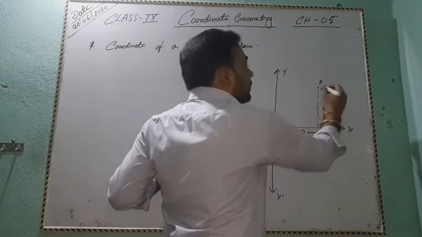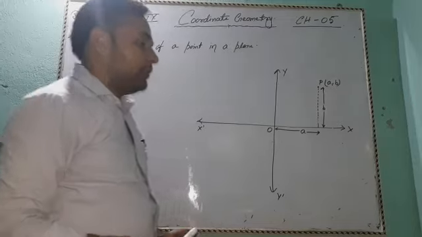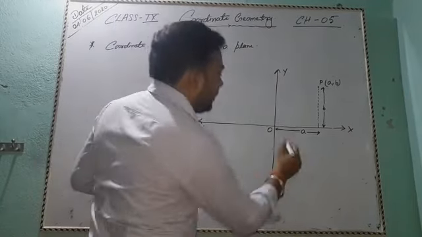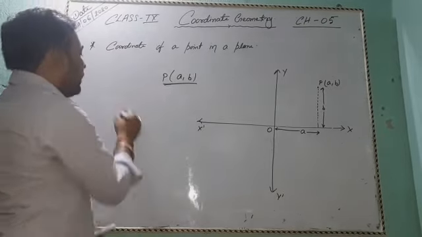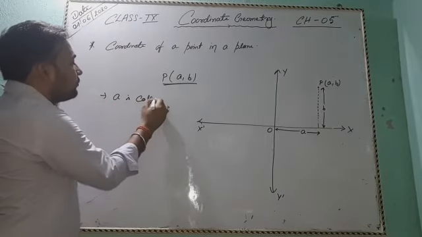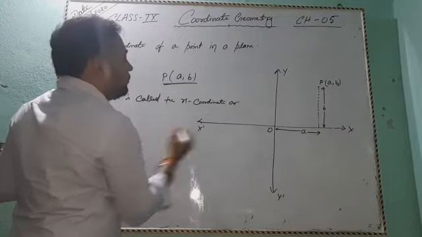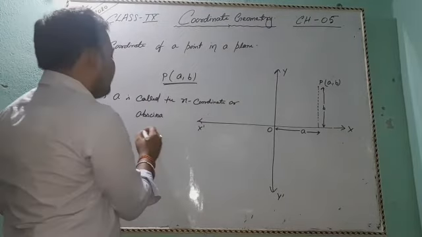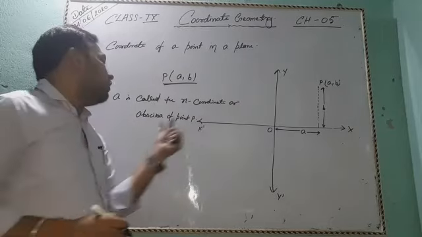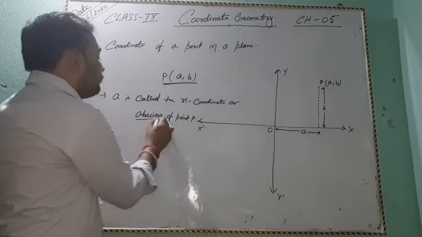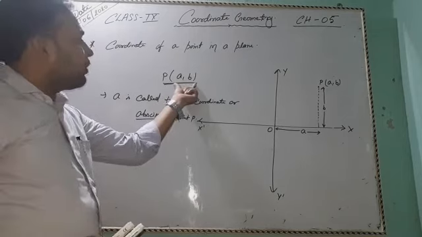So we say that the coordinates of the point P are (a, b). Here a is called the x-coordinate, or abscissa, of point P. So we say that any point in a plane is represented by these coordinates.